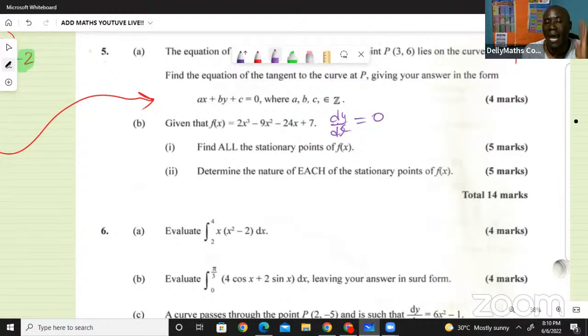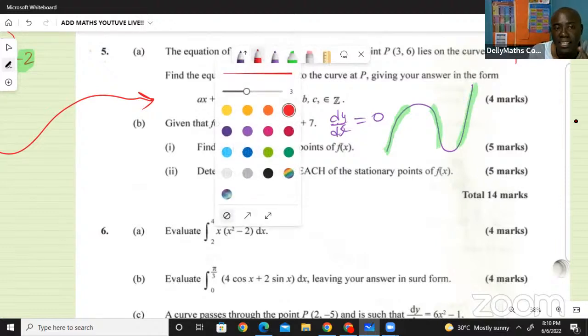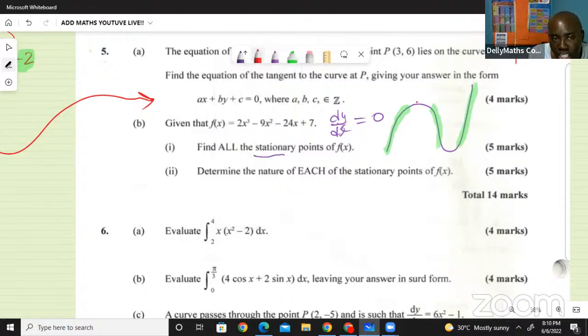Now, at this point, the curve is stationary, meaning it's not moving. What do I mean? Let us say the curve looks like this. At every step of the way, this curve is either increasing or decreasing, but there are some specific places where it is neither increasing nor decreasing, and that is called a stationary point. So this is one, and that's another. I'm just giving ideas.